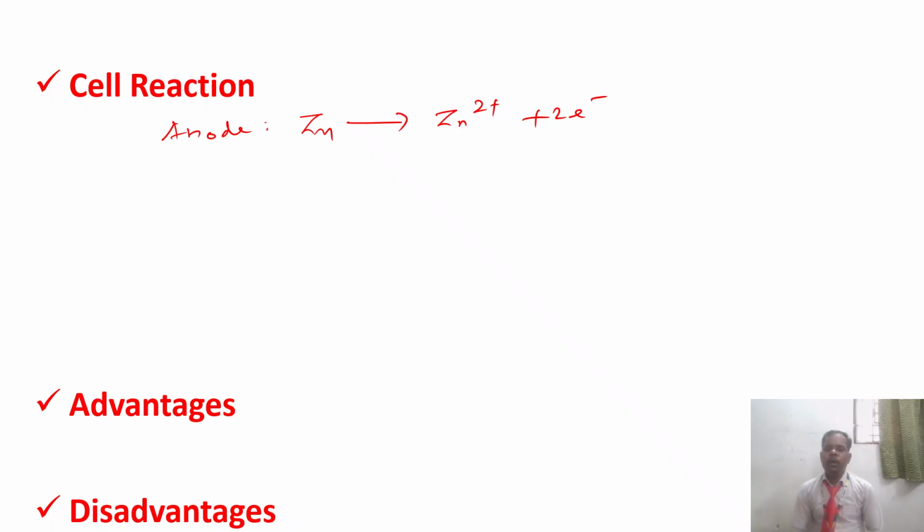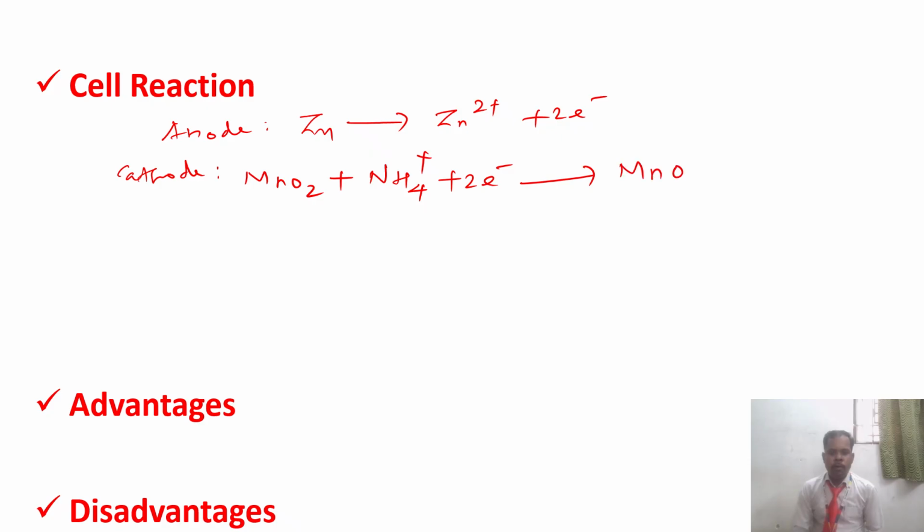Then we know very well the battery working. The electrons lost by the anodic part are gained by the cathodic part, and it gets reduced. Anode means oxidation takes place, cathode means reduction takes place. So in the cathodic part, what things are used? At the cathode, we use MnO2 plus ammonium ions plus 2 electrons lost by the anodic part and gained by the cathodic part, and it gets reduced. So MnO OH minus plus ammonia. So this is the cathodic part reaction.